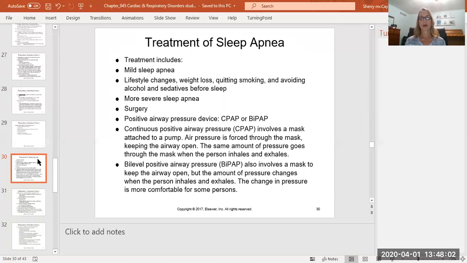Continuous positive airway pressure is the CPAP. It involves a mask attached to a pump. Air pressure is forced through the mask, keeping the airway open. The same amount of pressure goes through the mask when the person inhales and exhales.